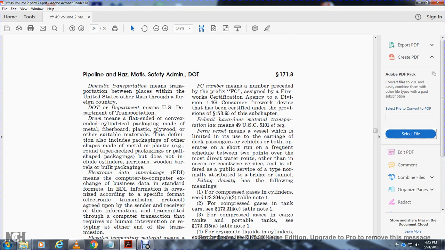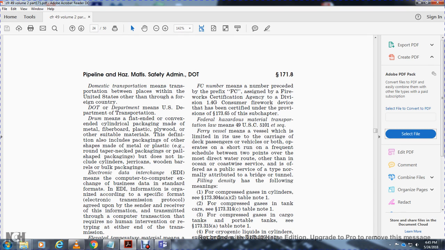FC number means the number preceded with the prefix FC assigned by the fireworks certification agency for a Division 1.4G consumer firework device that has been certified under the provisions of 173.65 of this subchapter. Federal hazardous material transportation law means 49 U.S.C. 5101 et seq.